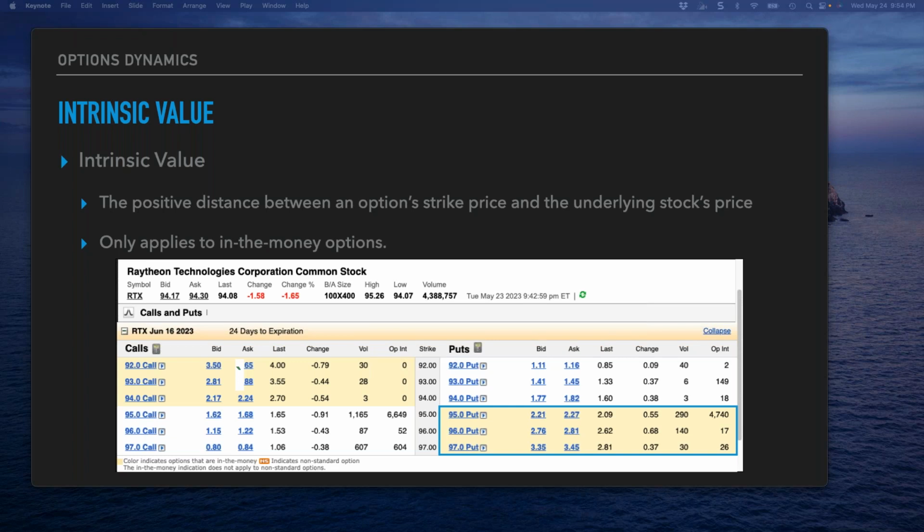For put options, you just subtract the stock's current trading price from the option strike price. In this case, you have the $95, $96, and $97 put option strike prices that would all result in a positive number.